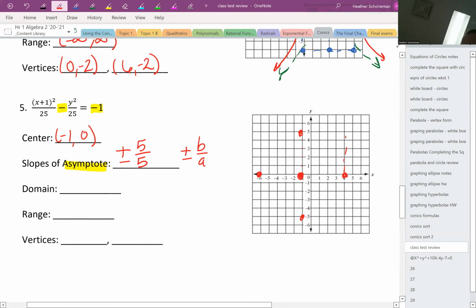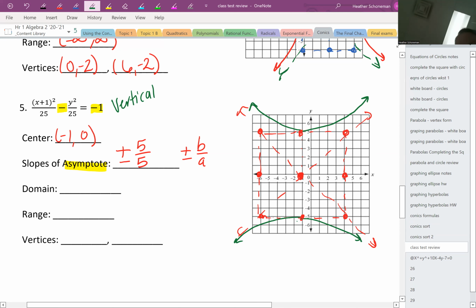Okay, and then create the box by extending the lines. Then draw in the diagonals for the asymptotes. Now this one, because it equals a negative, we know that it is a vertical hyperbola, which means it starts on the top and on the bottom.